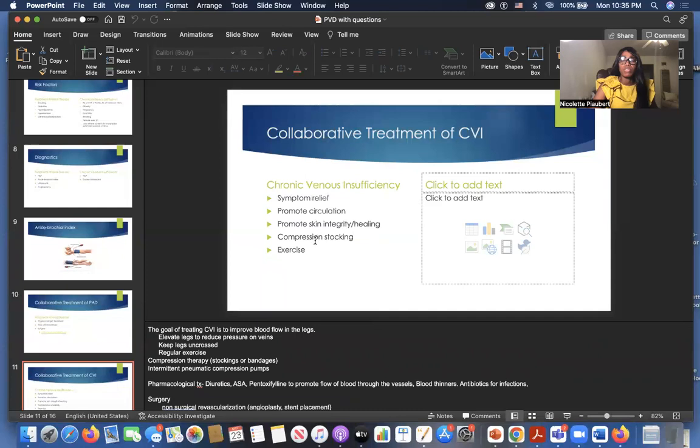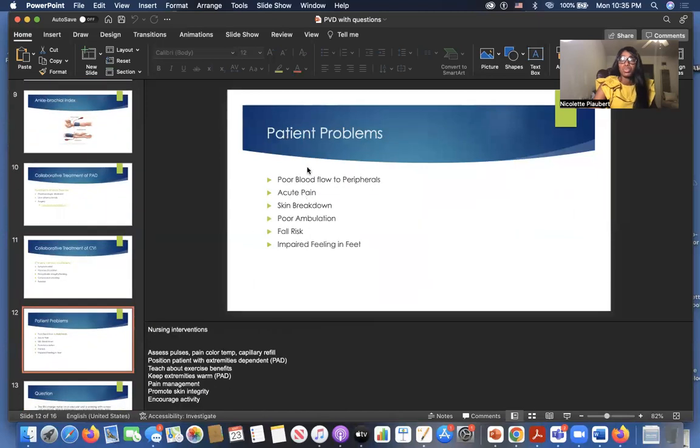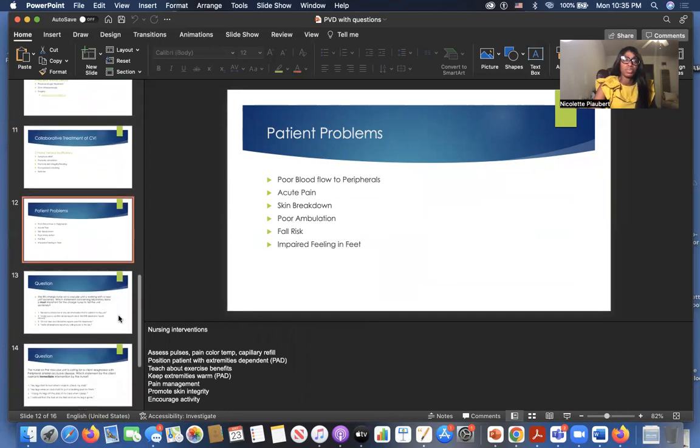Then we have valvular issues. How are we going to treat them? We're going to treat the pain relief, help promote circulation, look at the skin integrity, and use compression stockings. Compression stockings are used for veins, for valve issues. What are the potential problems we're going to see with both? Poor blood flow to the peripherals, acute pain, skin breakdown, poor ambulation, fall risk, and impaired feeling to the feet.